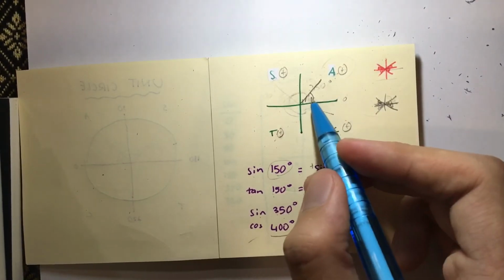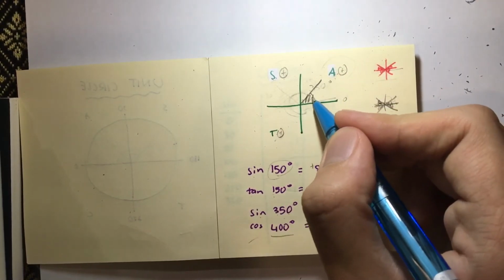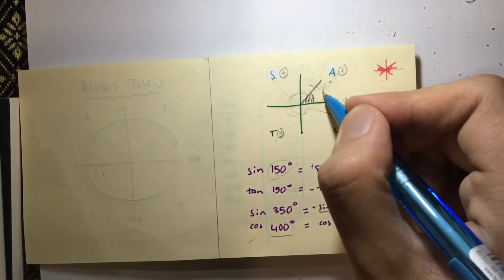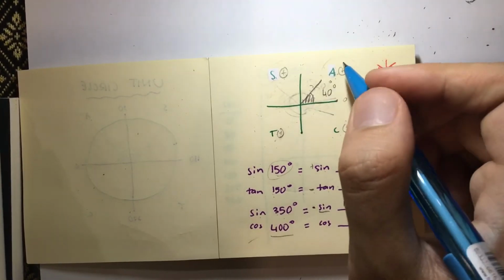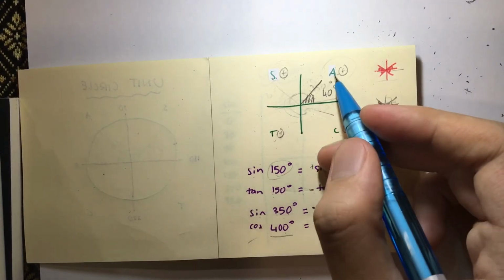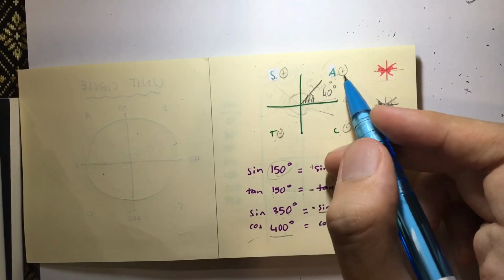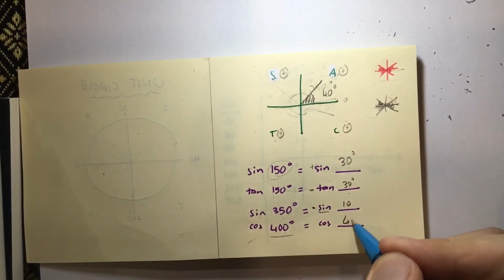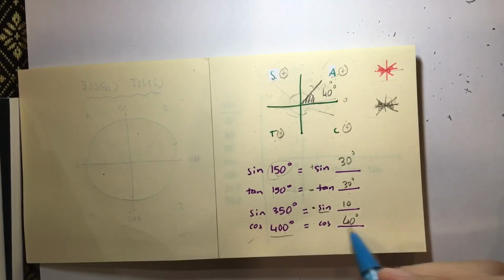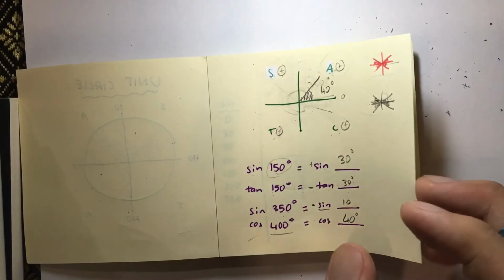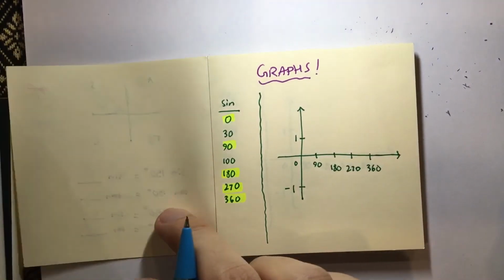Where do we draw the angle? Closest to the x-axis, it's here. Got it? And this is 40 lah. So cos 400, which house are we in? We're in the all house, so everybody's positive. Therefore, cos 40. And this is positive, so just leave it like that. Get it? Then, now, moving on to the graphs.